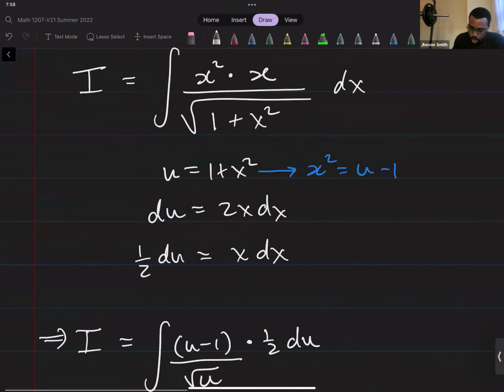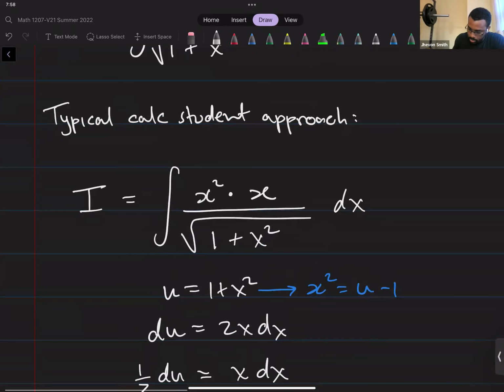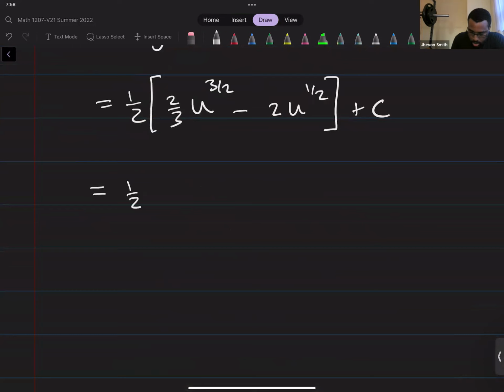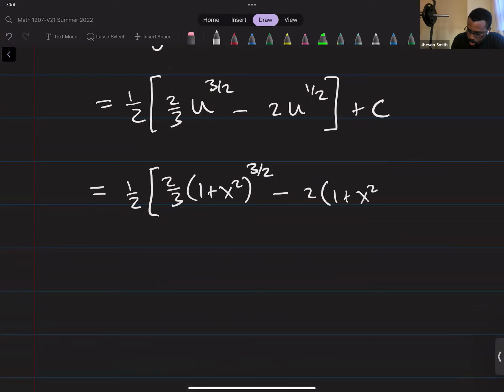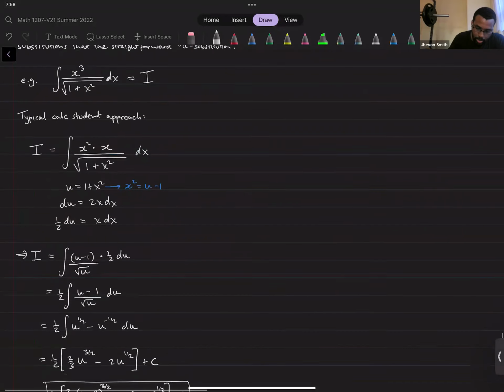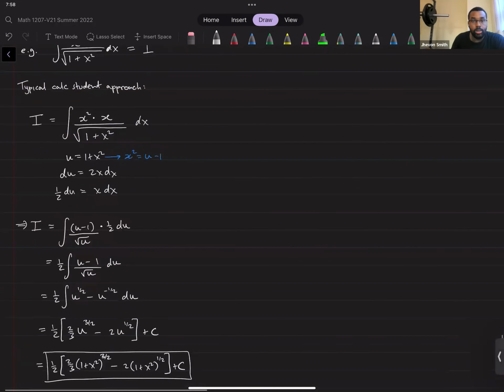So now I know my u was 1 plus x squared. So I can have 2 thirds 1 plus x squared to the 3 halves minus 2 times 1 plus x squared to the 1 half plus c. And that would be my answer.